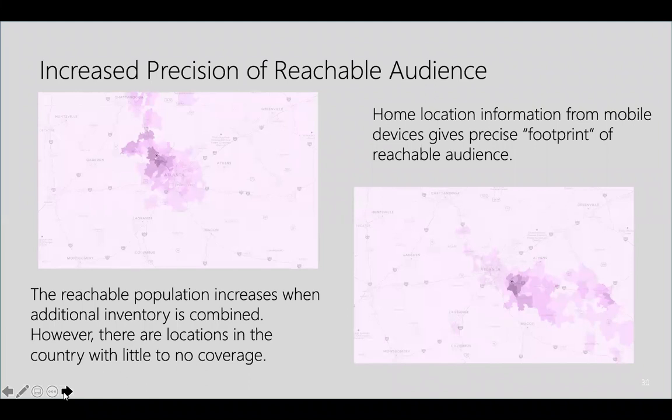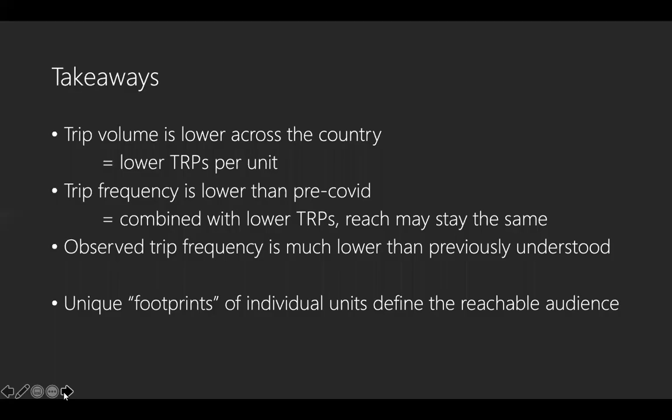So what you're seeing now is a much more sensitive reach ceiling that reflects the potential of out of home to deliver to the geographic areas and the populations in those areas, based upon those paths and the home locations. So just to recap, go to the next slide.